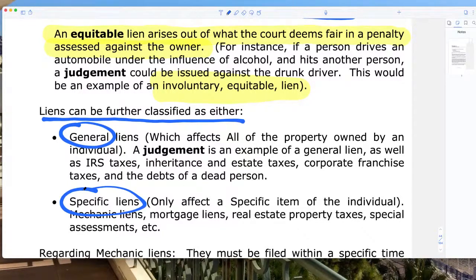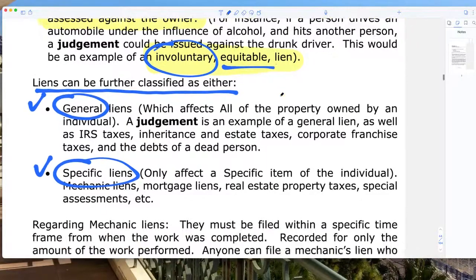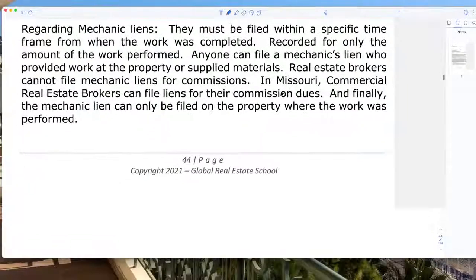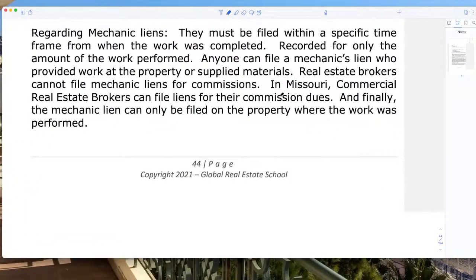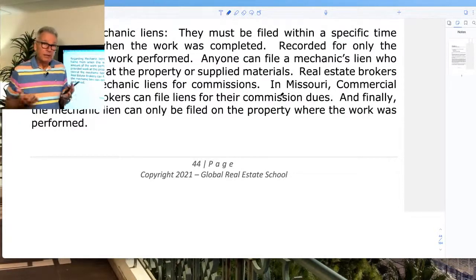So again, you're going to have questions, and your job is to look at the question, read the question, and try to figure out, hey, is this an example of a general lien, or would this be a specific lien? And more importantly, is this something that was done involuntarily, or did this person do this voluntarily? And would it be an equitable part that's included with that as well? A lot of stuff that you have to know regarding liens, and you will see some exam questions regarding liens. So just make sure that you understand this information very well. Now, let's talk about mechanic's liens.